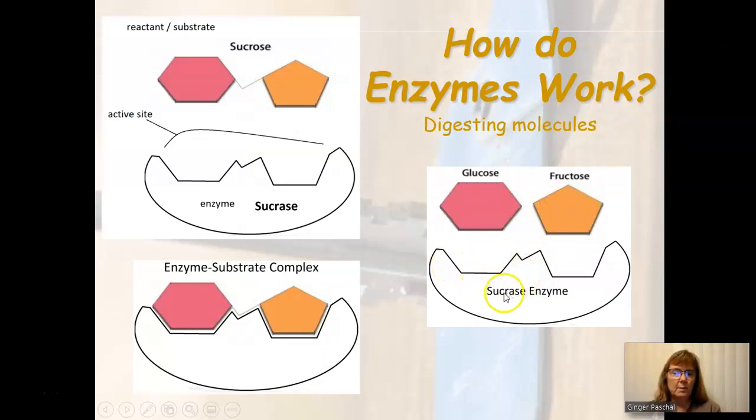And you can see that the shape of sucrase, the enzyme, is exactly the way it was when we first started. So the shape of the enzyme is not changed as a result of the reaction. So this enzyme can then take on another sucrose and break another sucrose into glucose and fructose hundreds or even thousands of times.